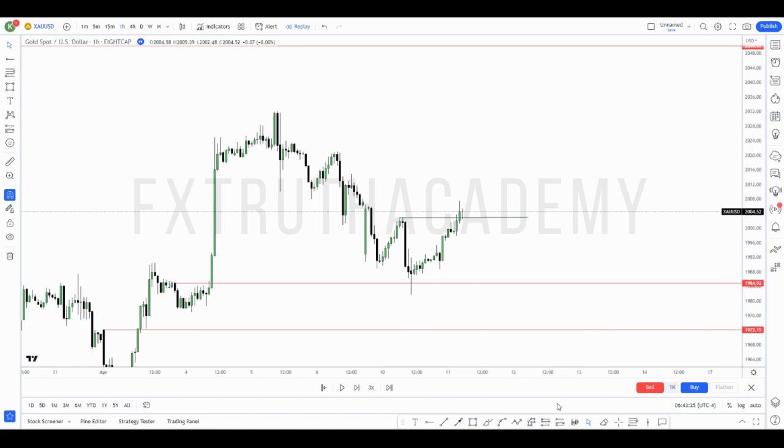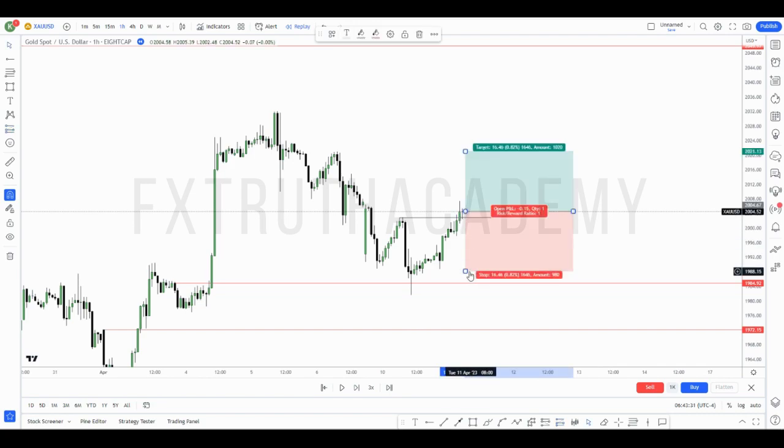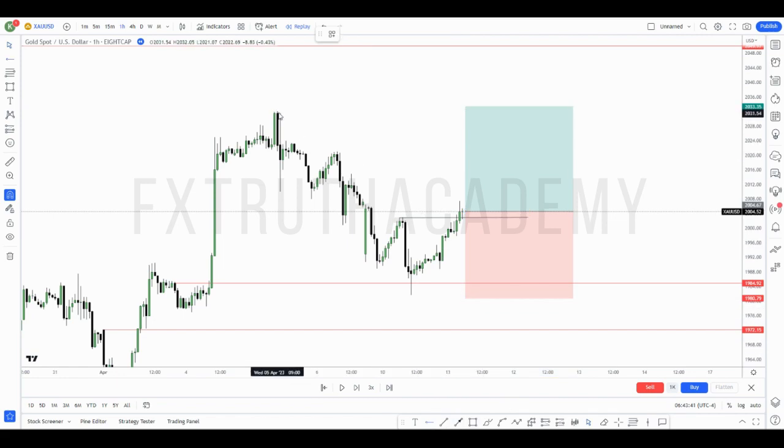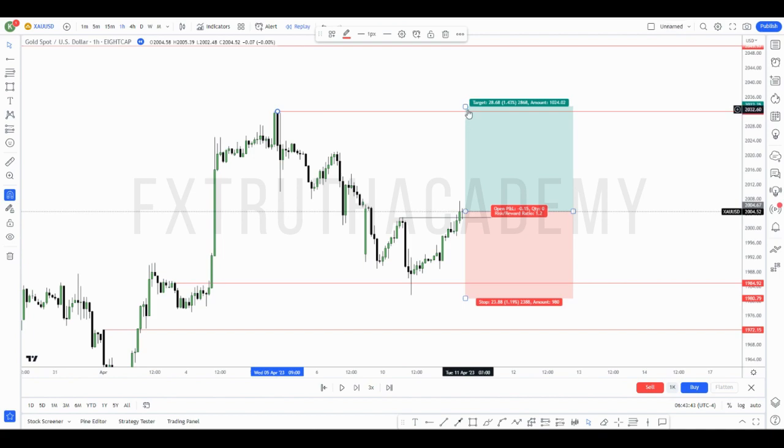So I'm going to bring in my long tool. I'm going to place it right there. I'm putting my stop loss below that low, and my first target is going to be above this high. That's this high right here. So let me mark that out. My second target is going to be this daily perspective right there. So let's play this out and see how that pans out.